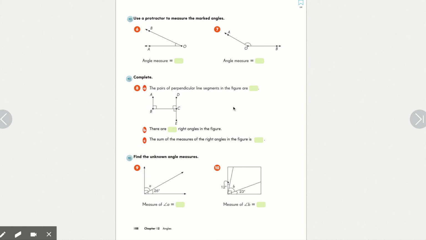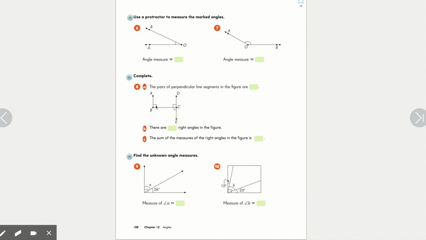So we're not going to do the measuring of these angles right here on numbers 6 and 7, but we can look at the pairs of perpendicular line segments. The pairs of perpendicular line segments are AB and BC, and also DE and BC. So there are actually 3 right angles in this figure. And the sum of the measures of the right angles would be 90 plus 90 is 180, plus 90, I might have to write that one down. So 90 plus 180 would be 270.